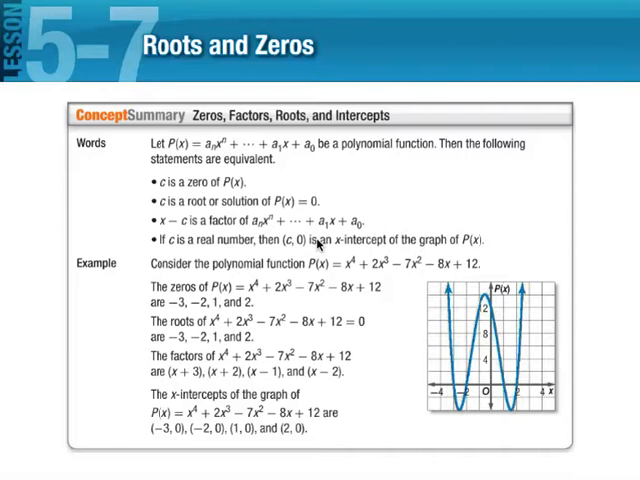Okay, so it says consider the polynomial function this. The zeros of this function, as you can see in the graph, are -3, -2, 1, and 2. They're also the roots, they're also the factors, and the intercepts, or the x-intercepts.